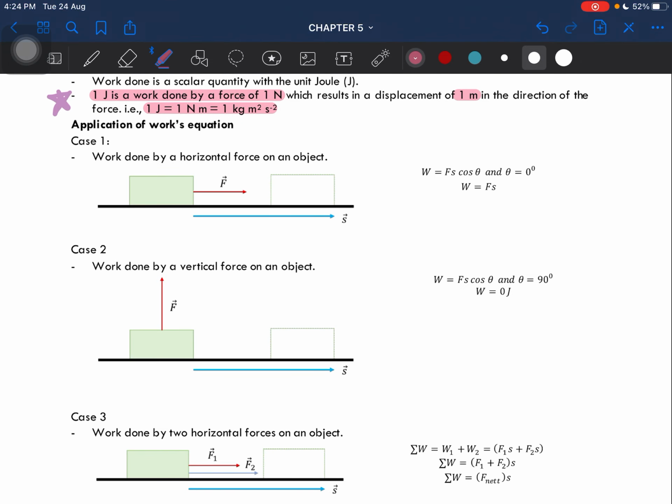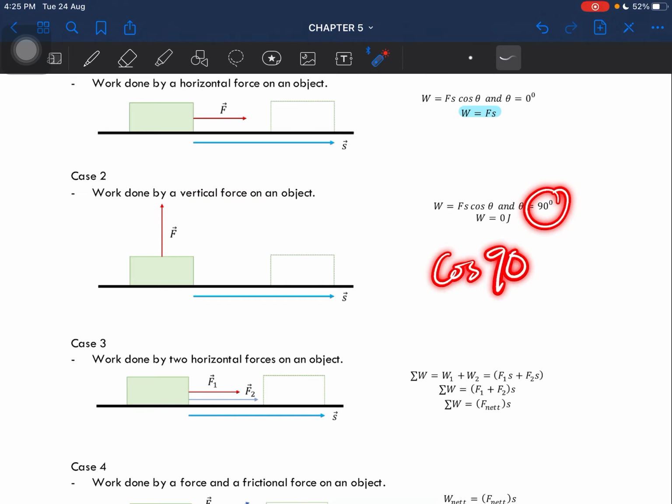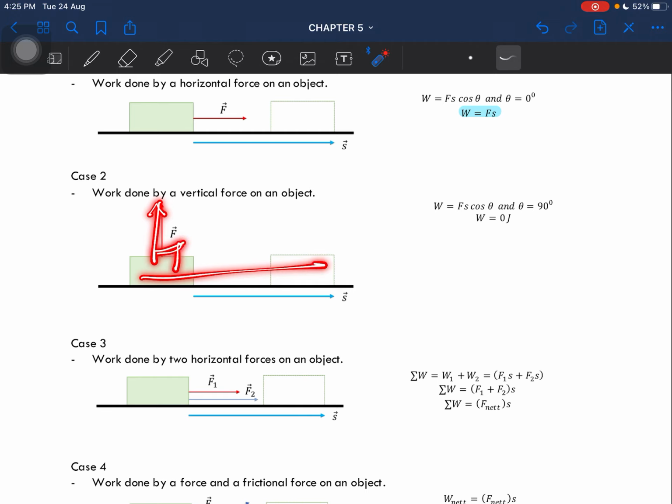These are the application of work's equation. So if we were to have a work done by a horizontal force, the work done will not be zero. So there's work done. Then, if the work done is by a vertical force, then theta is equal to 90 degree. Cos 90 is equal to 0. Okay, so that's why if the force is perpendicular to the displacement, then there is no work done.